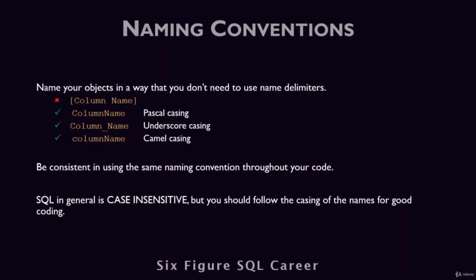The first one is Pascal casing, which is where I capitalize the first letter of every word. Another option is underscore casing, where I use the underscore character in place of a space. And finally, the last option is camel casing, which is similar to Pascal casing, except that you do not capitalize the first letter of the first word in my column name. Whatever you do, be consistent in using the same naming convention throughout your code.